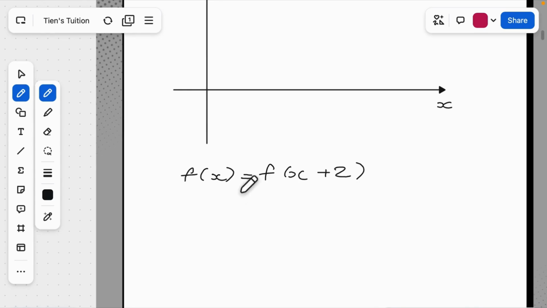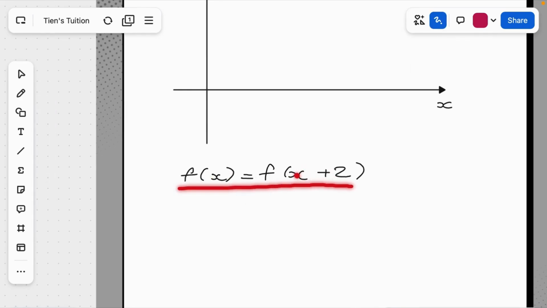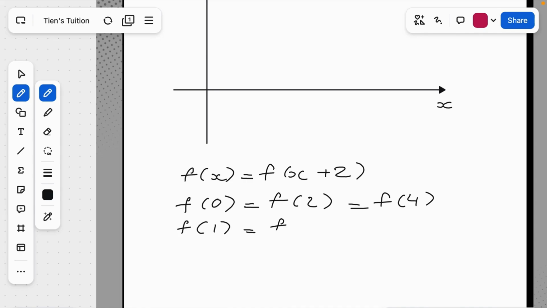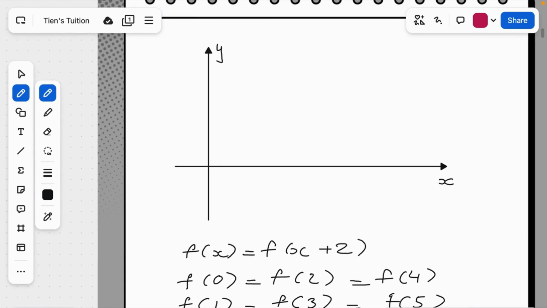Because this property holds true for all the values of x, it means that the function will repeat itself after 2 units. For example, f of 0 will be the same as f of 2, equal to f of 4. And then f of 1 will be repeated after every 2 units, f of 3 and then f of 5, etc. So if you draw the function, you can draw any random function from 0 to 2, let's say it has this shape.